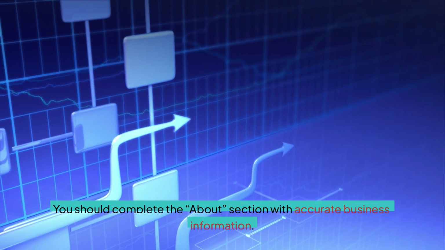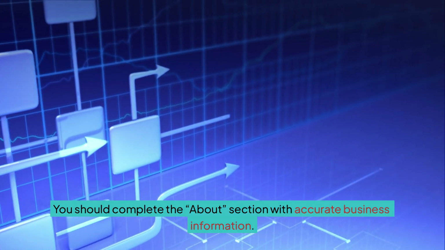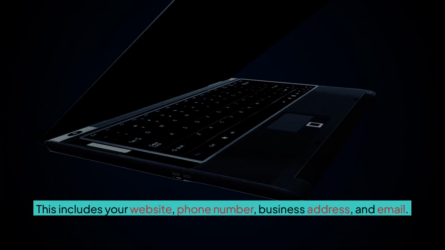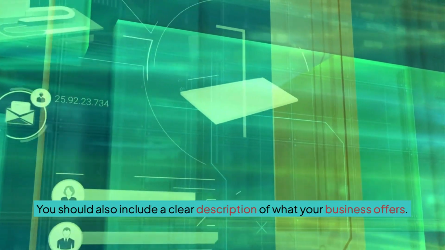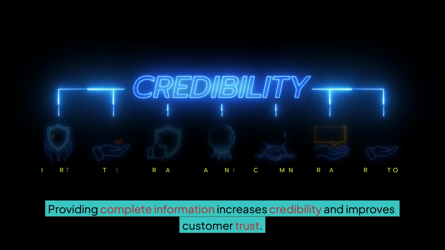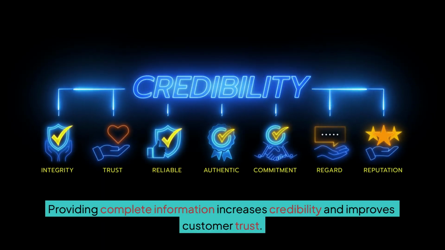You should complete the About section with accurate business information. This includes your website, phone number, business address, and email. You should also include a clear description of what your business offers. Providing complete information increases credibility and improves customer trust.